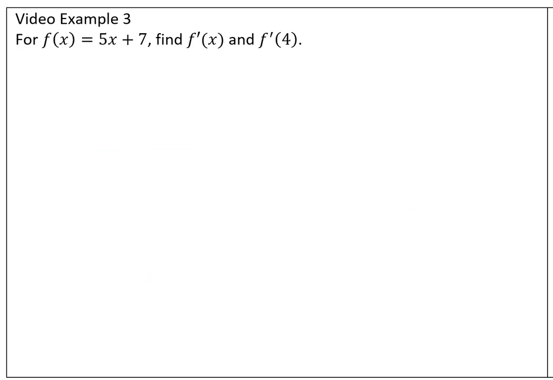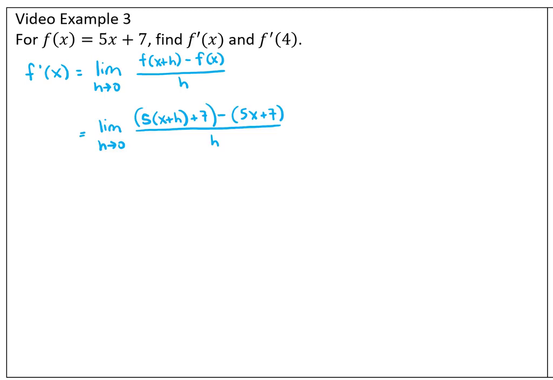We're given a new function that we want to find the derivative of. Let's go ahead and write the steps out. F prime of x is going to be the limit of the difference quotient. And then let's go ahead and put in our specific function into this. And now we have something with multiple terms, so you have to be careful, make sure you distribute everything properly. That becomes 5x plus 5h plus 7, and then this minus turns into minus 5x minus 7. The whole thing over h.